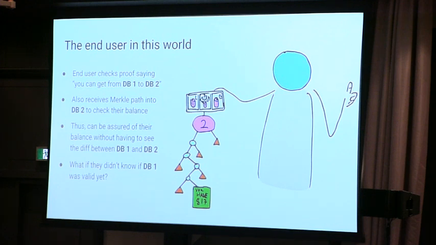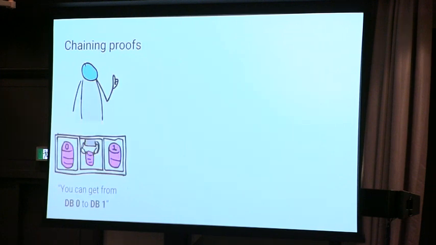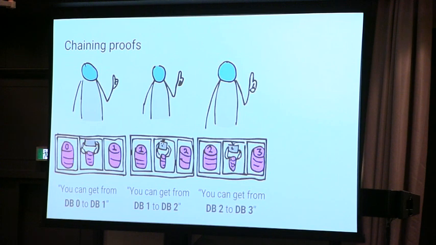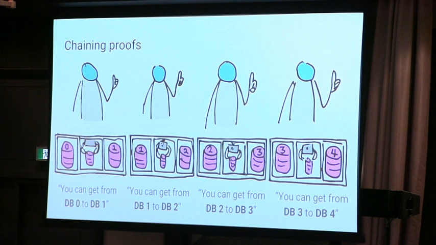So, right, this would be great if they already knew that database 1 was valid, but you know, it's a cryptocurrency. They just came online. They don't know that yet. So you could think, OK, well, maybe we can chain these proofs together, right? So I have one proof. It says you can get from database 0 to database 1. Sorry, I guess this is very computer science. I have another proof which says you can get from database 1 to database 2, then one that says you can get from database 2 to database 3, and then one that says you can get from database 3 to database 4. OK? And now you can be convinced that you can get from database 0 to database 4, right? Because you know there are these intermediate transitions.